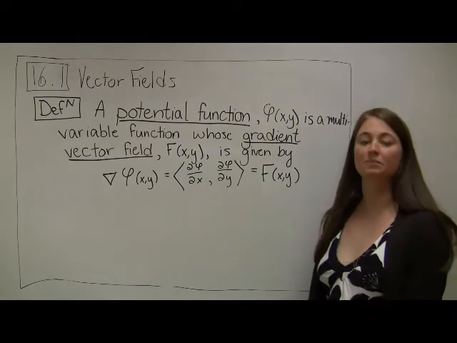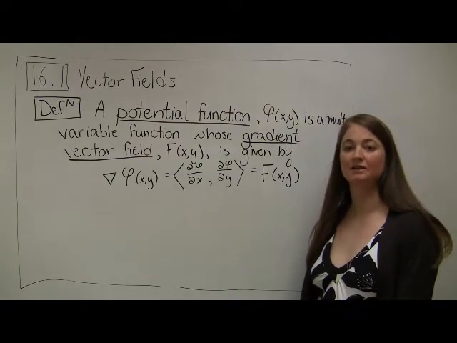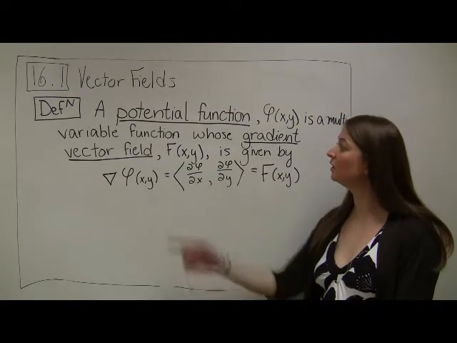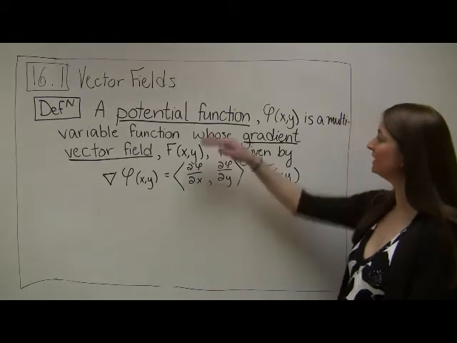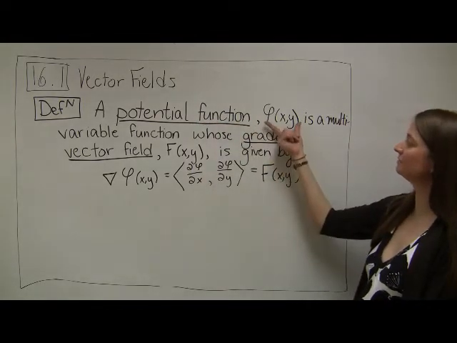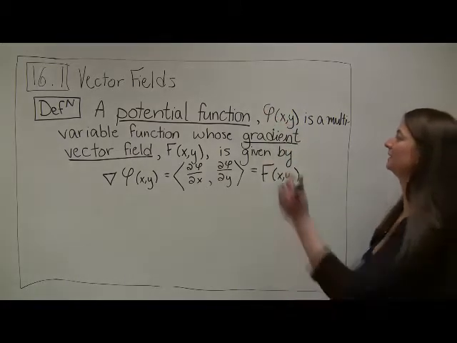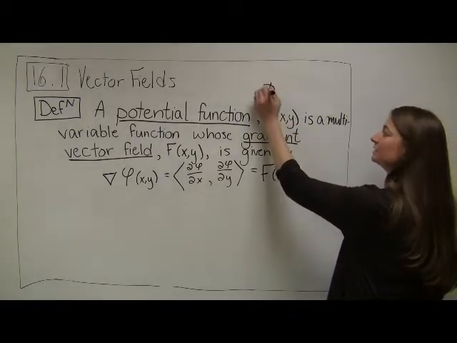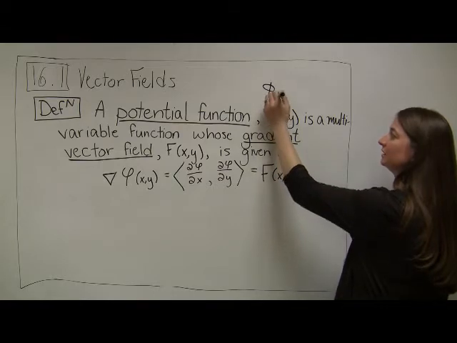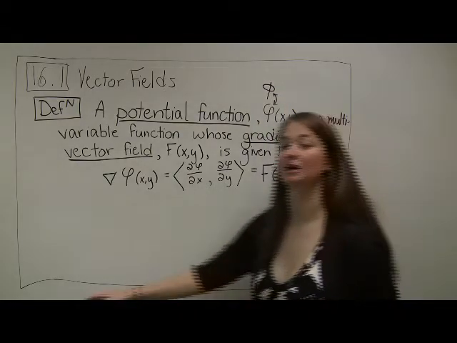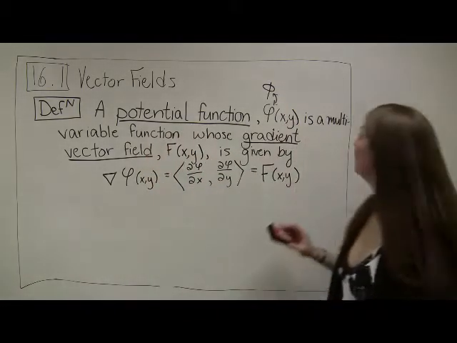So now I'm going to talk about potential functions and gradient vector fields. So I have a definition up here, a potential function, and usually we represent potential functions as phi of x y. That's what this Greek symbol is supposed to mean. Some people write phis like this. You can do it either way. It's the same phi that we used when we were talking about spherical coordinates.